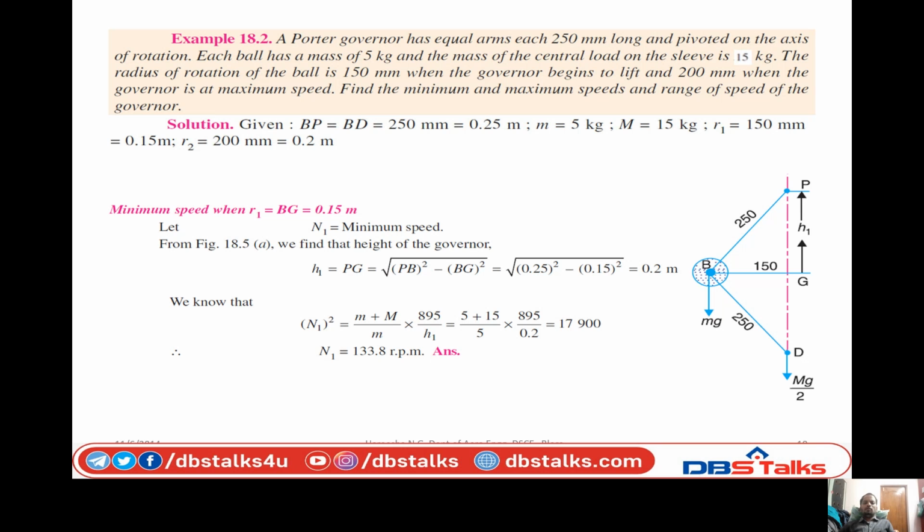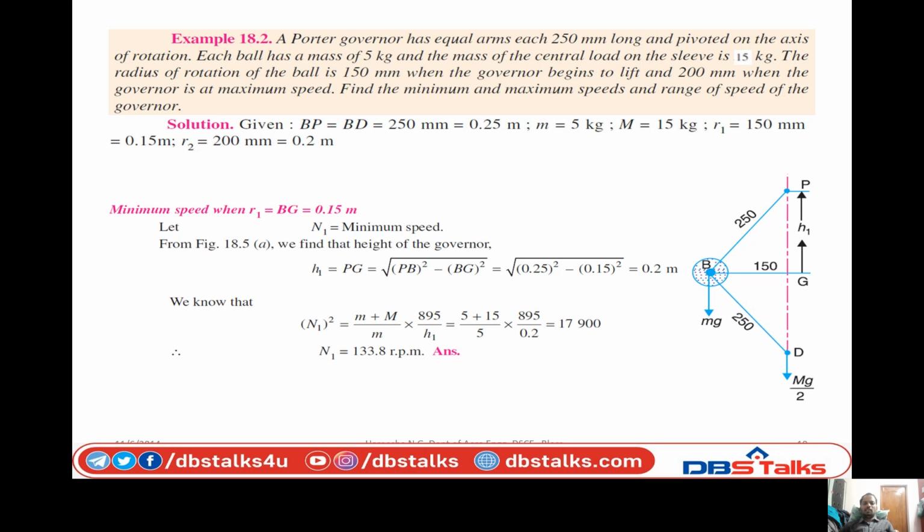Then, based on the Porter governor, we are solving two problems today. In the next class, we will go for the remaining problem. Then, a Porter governor has equal arms. So in the question, we have to thoroughly get the given data. We need to take up each and every point from the question.